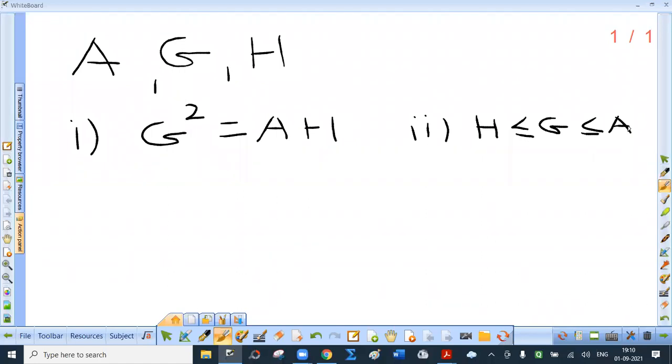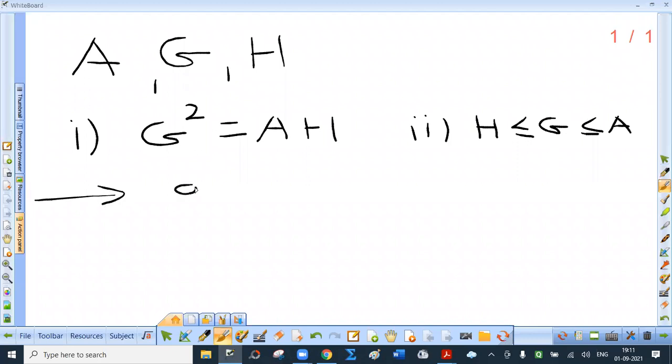I'm not saying the numbers are unequal. They are positive numbers, they can be equal. In that case, G square is AH, and second, arithmetic mean is the greatest. So A is greater than or equal to G, greater than or equal to H. Okay, good. Now how to prove these results? The proof is simple. Just listen to me because this is also given in the PDF.